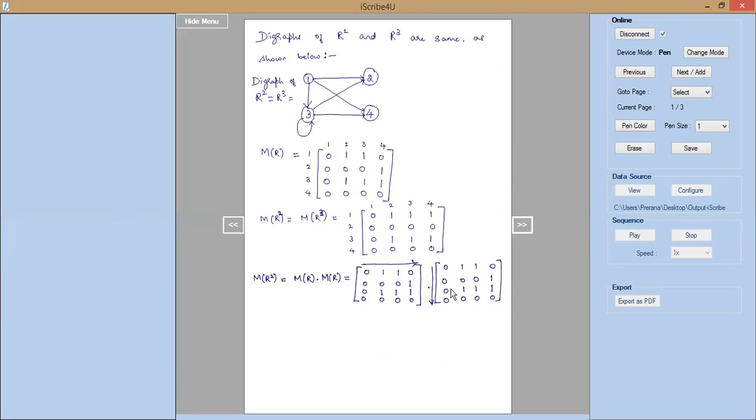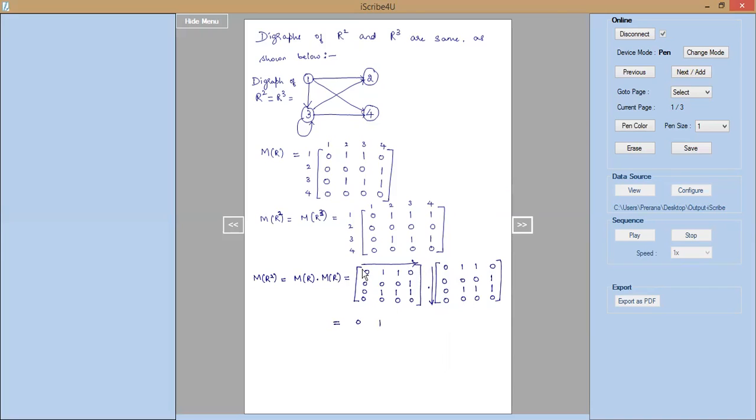First row is multiplied with the first column. So 0 into 0 will be 0, 1 into 0 will be 0, 1 into 0 is 0, 0 into 0 is 0. So the first element is 0. Then again first row with the second column will give us 0 into 1 is 0, 1 into 0 is 0, 1 into 1 is 1, 0 into 0 is 0. So the sum will be 1.